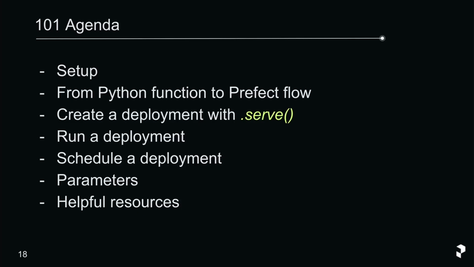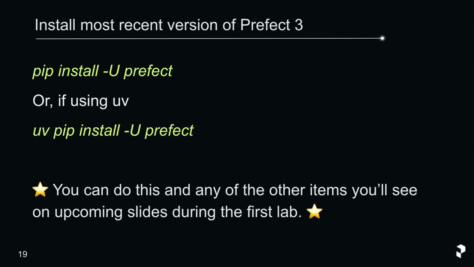Here's an overview of the agenda for this module. So first things first, we're going to cover some setup when it comes to Prefect. We're going to learn how to convert a Python script into a Prefect flow. We're going to create a deployment with .serve. Then we're going to run that deployment, schedule it, pass in some parameters, and also cover some helpful resources at the end.